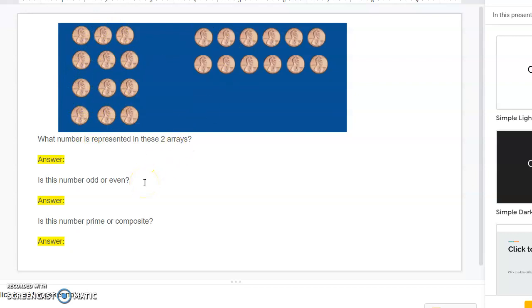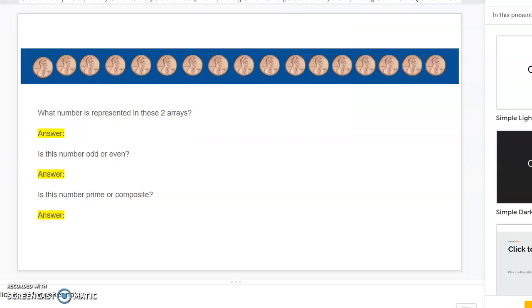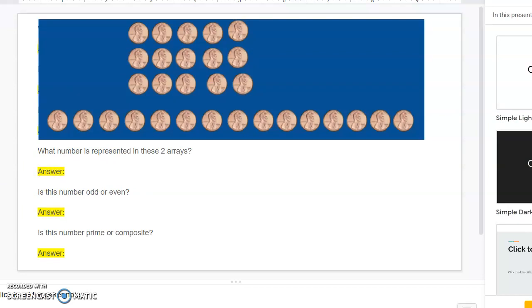Is the number odd or even? Okay, and is the number prime or composite? Remember, prime, it only works with one rectangular array. A composite number works with 2 or more rectangular arrays. There are multiple ways to get to that number. And you'll do the same thing for each slide. What number is represented? Is this odd or even? And is this number prime or composite? And there are 3 slides.